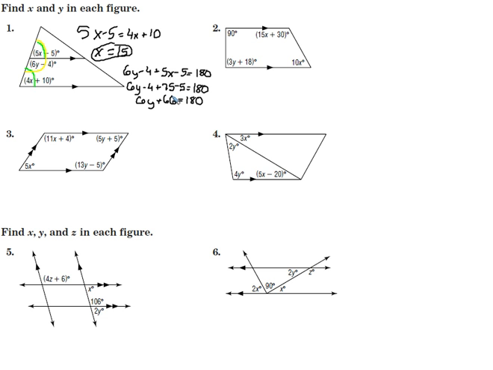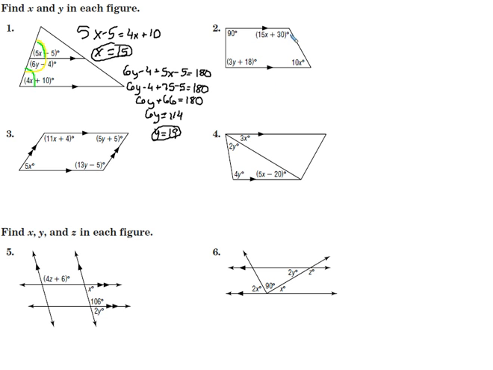I'm going to subtract 66 from both sides of the equation and get 114. 6y equals 114. And then I'm going to divide both sides by 6, and then y is equal to 19. Okay, so that's number 1. Let's look at number 2.